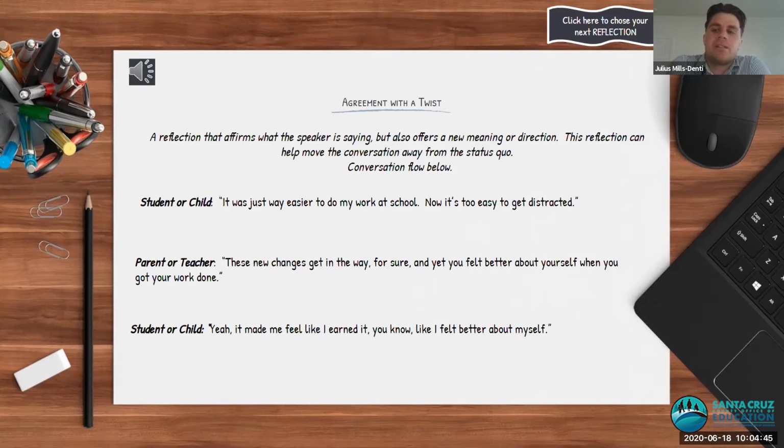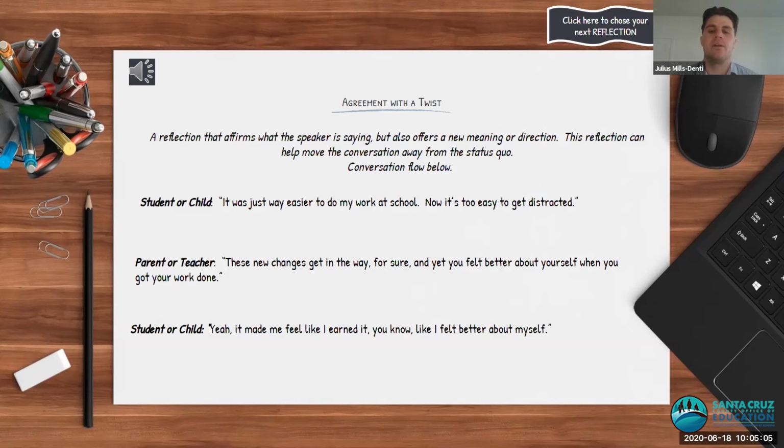What the parent or the teacher can say when they hear this is, these new changes get in the way for sure. I think, Eden, you were the one who was just speaking. These new changes get in the way for sure. You said something of that nature. So that's the agreement. That's the affirmation. Yeah, they get in the way.